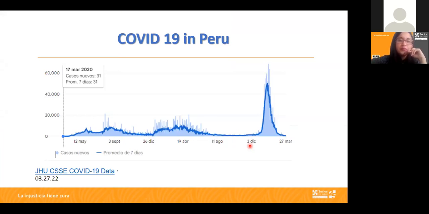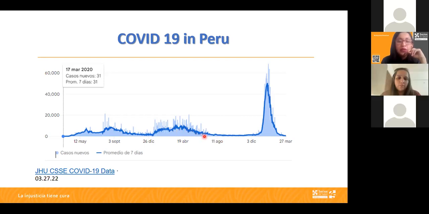This is the curve we had in terms of COVID in Peru. We have had three waves, as you can see. The first wave was between May up to September. In October, this wave came down. Then we had a second wave, which began after Christmas in 2020, and this resulted in a higher number of deaths, which was quite long, and then a third surge or wave after the vaccination, which is the wave we experienced in the first few months of this year.